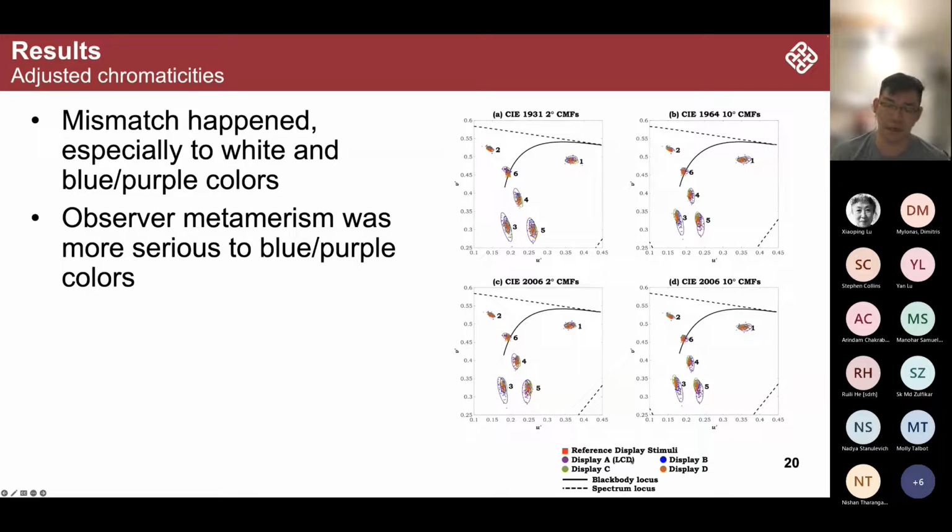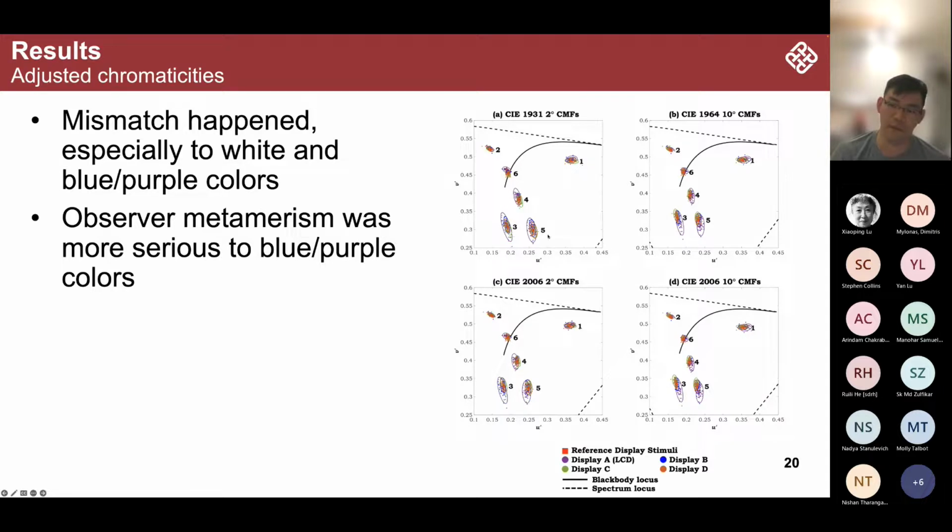In other words, if we use an OLED display with the LCD display, and we want the colors to be viewed as the same, then their chromaticity will be very different. And put the other way, if the chromaticities are the same, then the color differences will be very obvious. So that's for number 6 of the color stimuli.